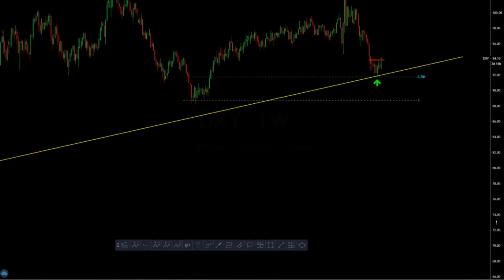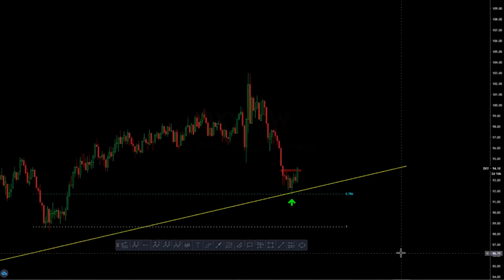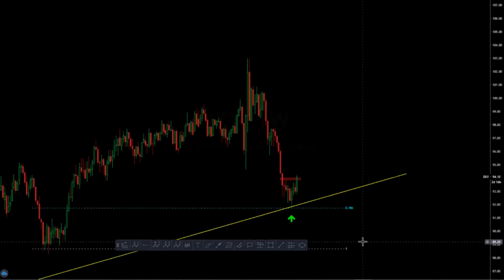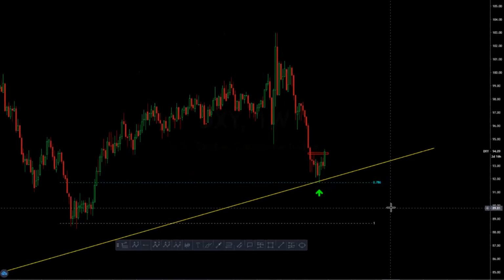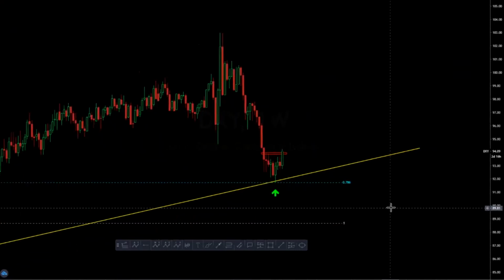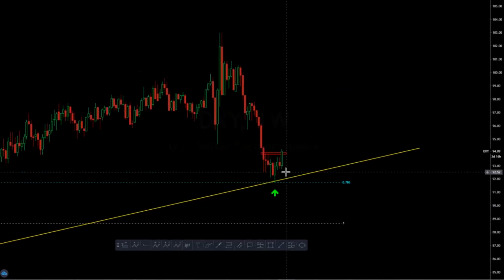So long term, as long as we respect this trend line, I'm still very bullish on the dollar pairs. That means I'm looking for shorts on most of the dollar pairs. That's GU, EU, Aussie dollar, and such other pairs, and USDCAD longs. So for the moment, that's what we have on the weekly chart.